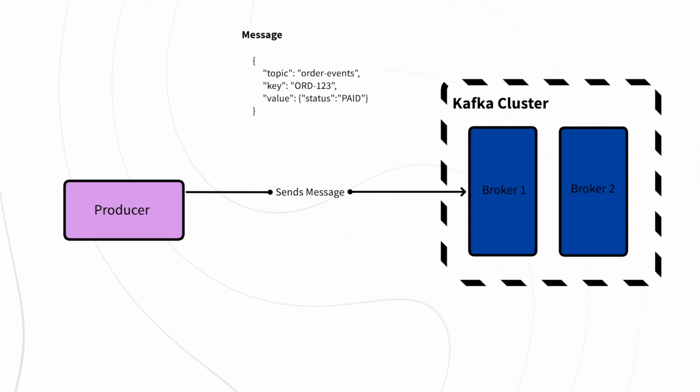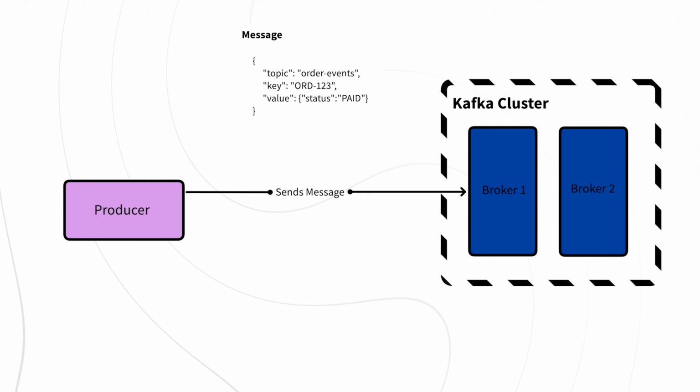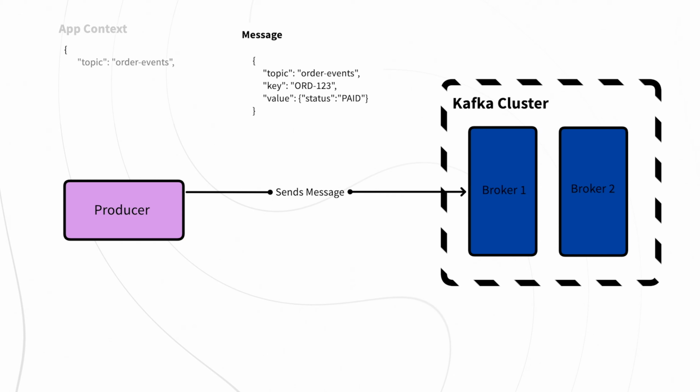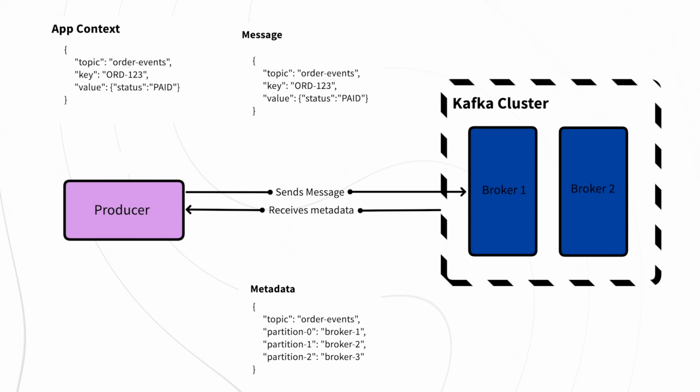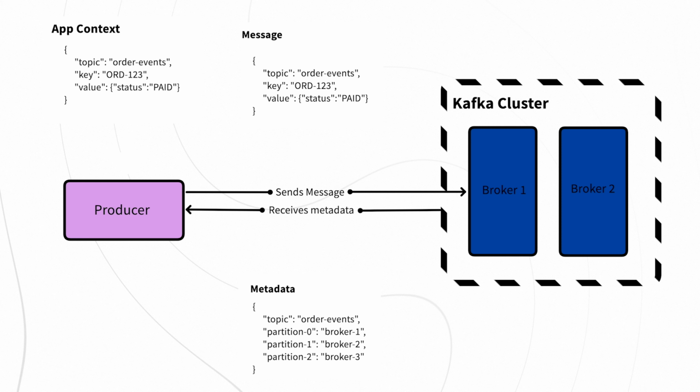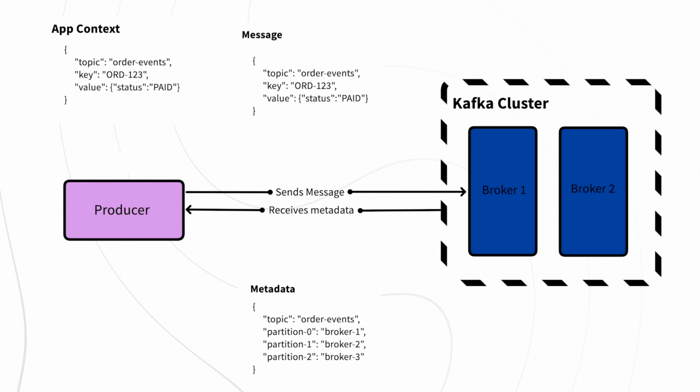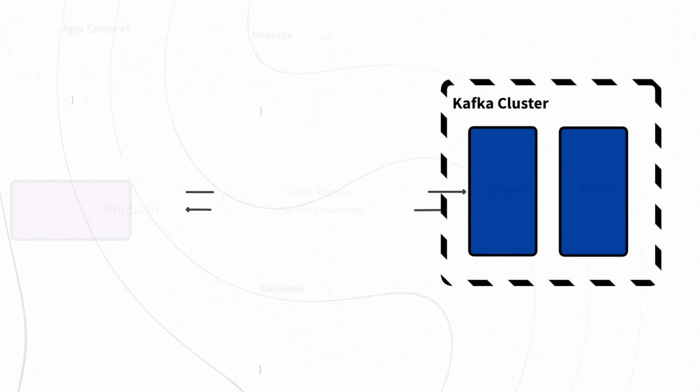Based on metadata received from the Kafka cluster, such as the list of brokers, partitions, and topics, the producer calculates the partition for a given key and sends the message to a broker assigned to that partition. A topic is like a named channel or stream. All related messages, such as all order events, go to the same topic.